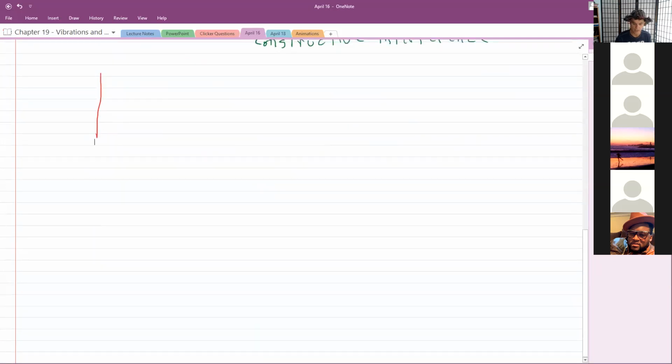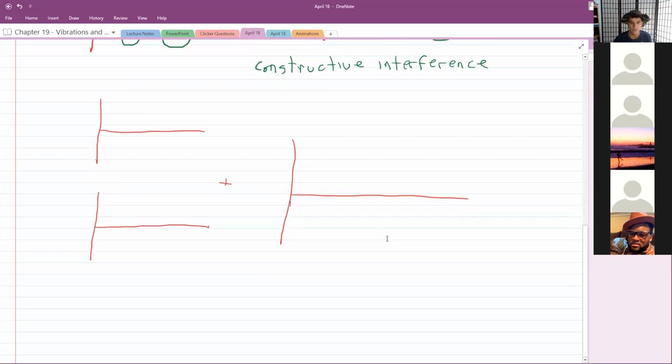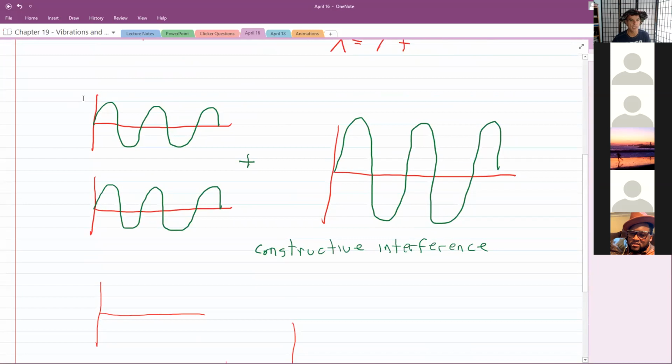Come on, that are at the same place at the same time. And I'm adding them together. Now, for constructive interference, they're both peaking at the same time. They both have a minimum at the same time. When I add them together, I get a wave that has twice the amplitude.